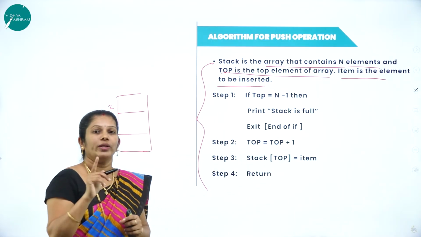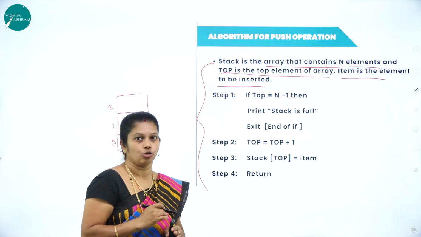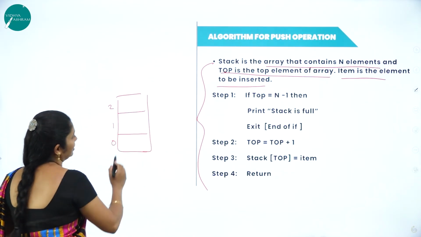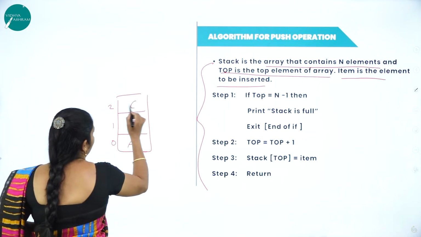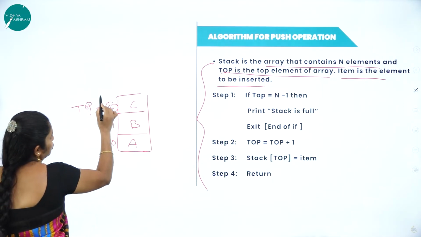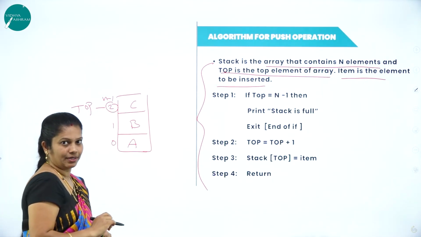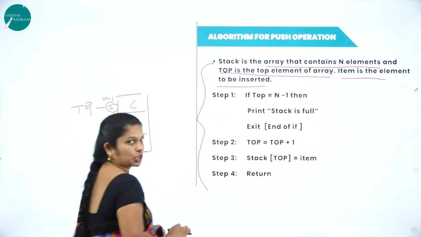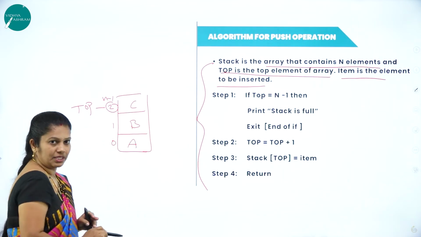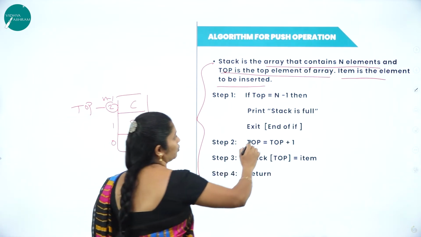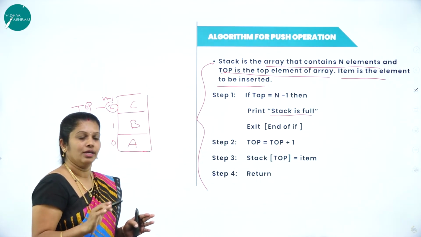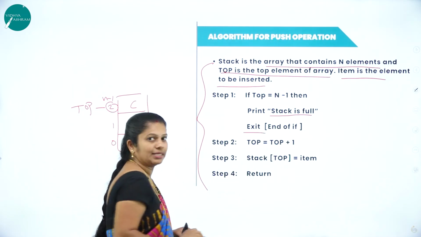First, you have to check whether the stack has space or not. How do you come to know whether the space is there or not? See here, in the container I have values A, B, C. Now, this 2 represents the top. This 2 represents n-1, the last element. If top equals n-1, then it has to print that the stack is full. If you have 0 or 1, then the top is not equal to n-1. No need to process at all. It has to come out of the loop, exit.